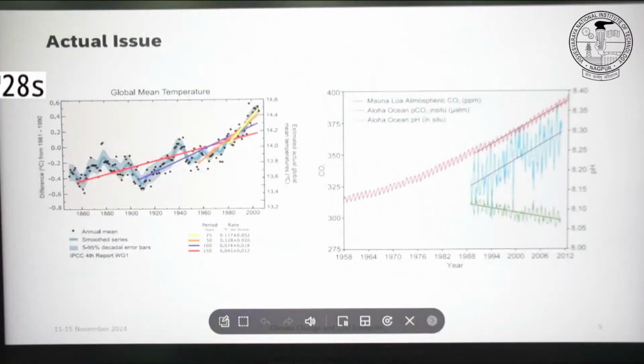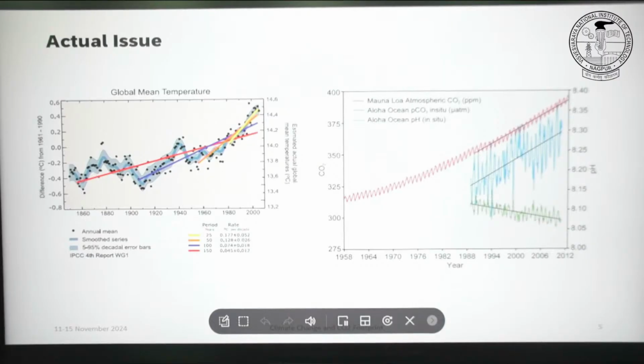So there are two schools of thought. There are, let's say, two groups of people. One is directly blaming CO2 for this temperature increase. There is also another group of people or experts out there saying that it's a natural cause.